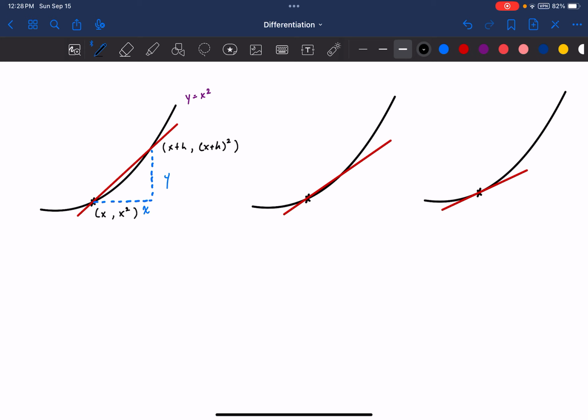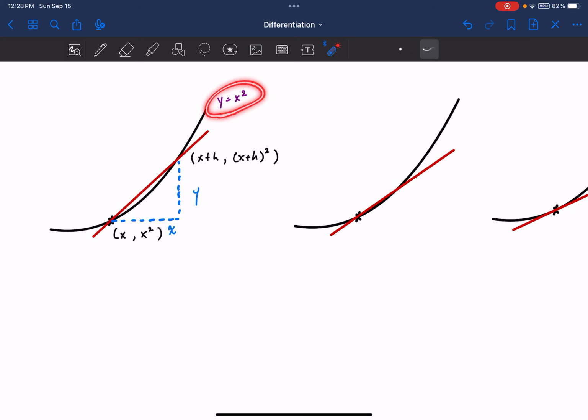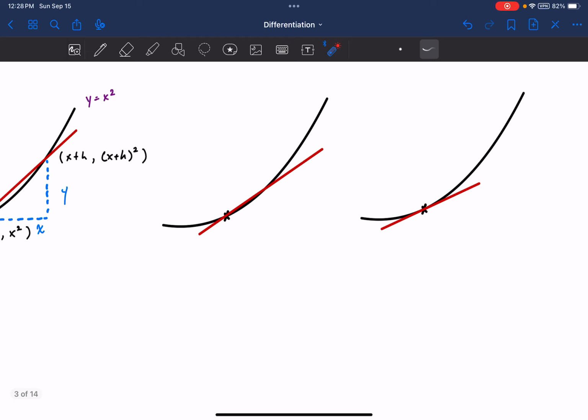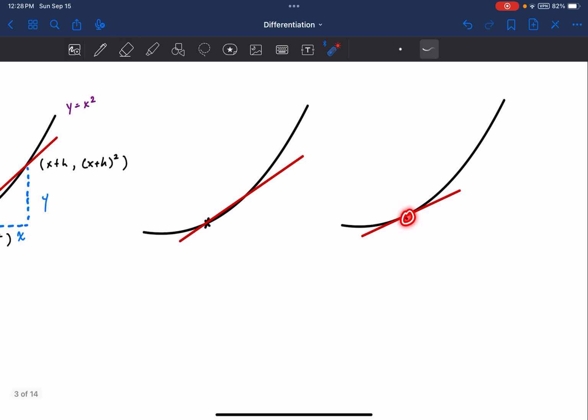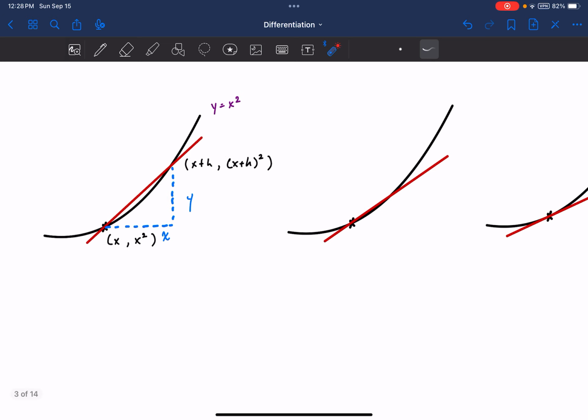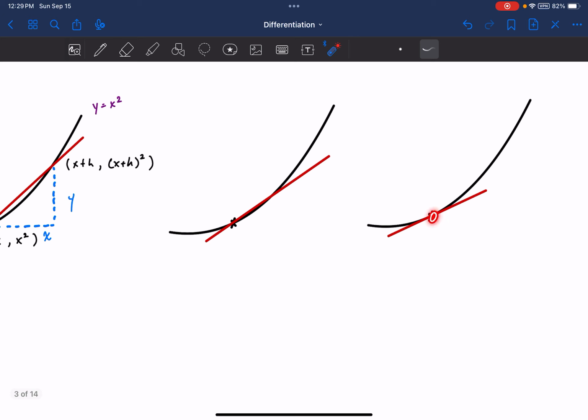So here you see I drew a curve which is y equals x squared. We take 2 points, okay? This point is x and x squared, and then we have a point here which is x plus h and x plus h squared. So it's just x plus h on both sides. If we look at the second curve, the h is getting smaller, so it went from here to here. And we want h to approach 0, so that we can find the line that only touches one point on the curve.